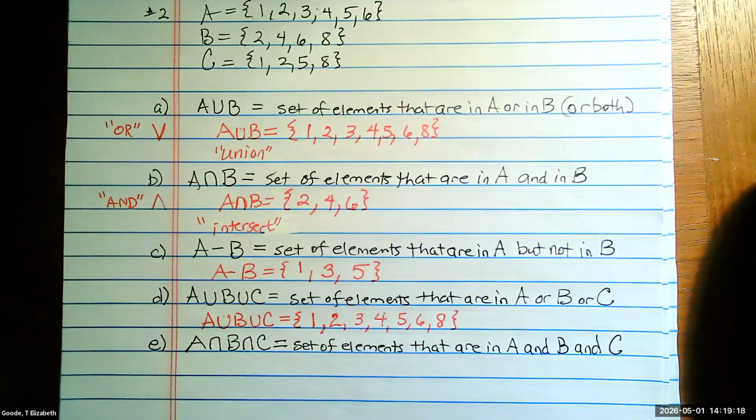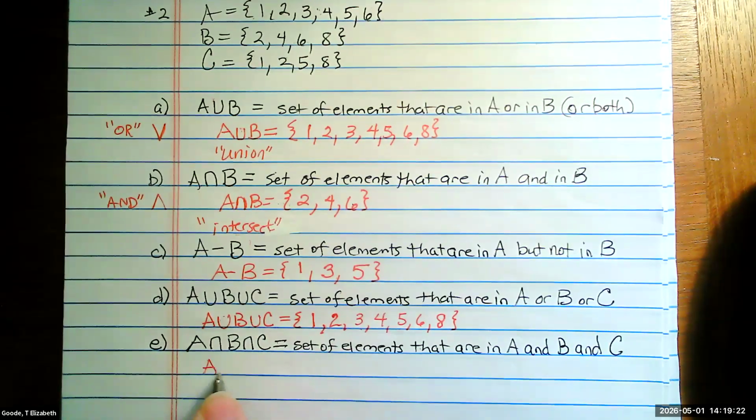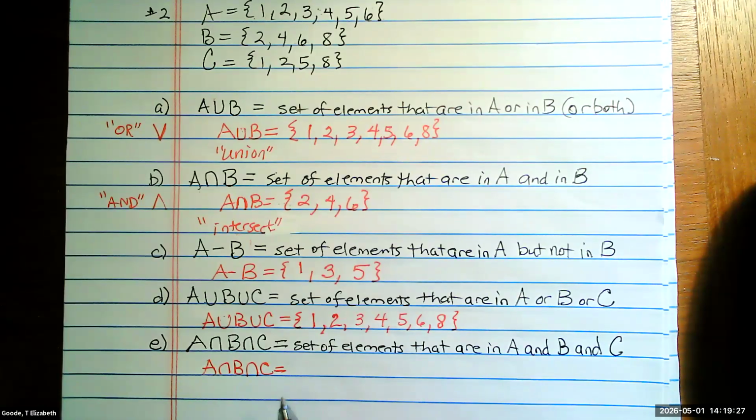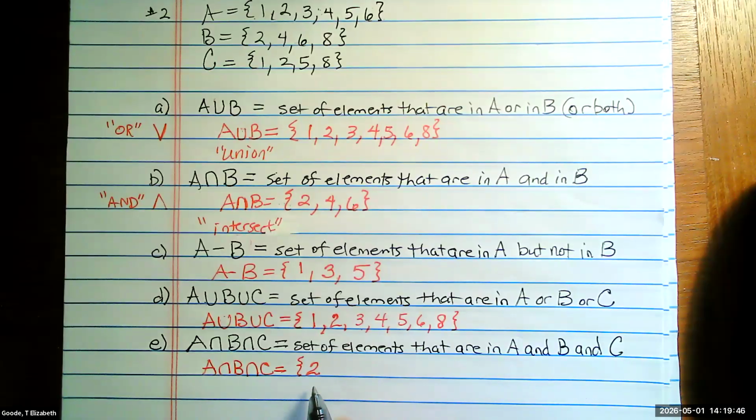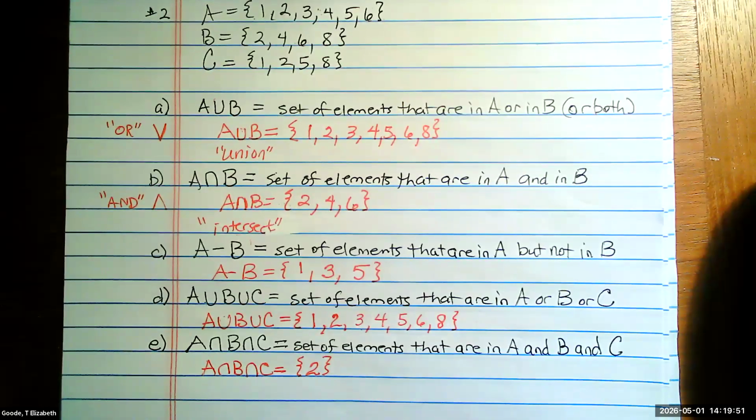So these are the elements that have to be in all three of the sets at the same time. Are there any elements that are in all three of those sets? So the elements that are in A and B and C. Two, four. Oh no, no, no, just two. That's right. Just two. Very good.